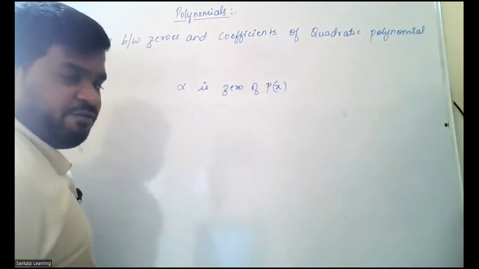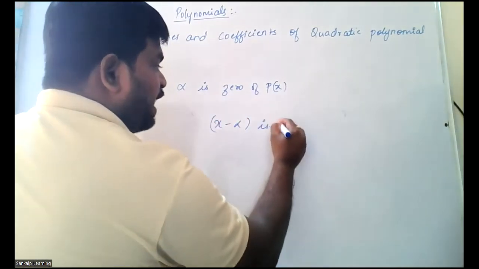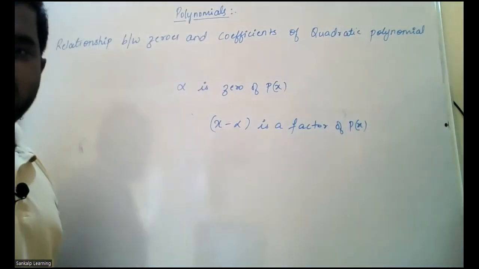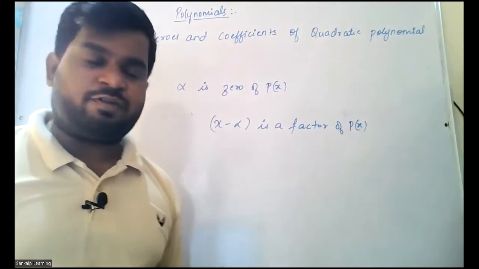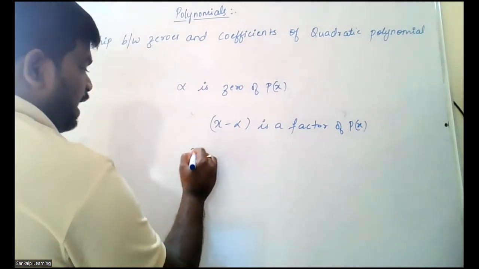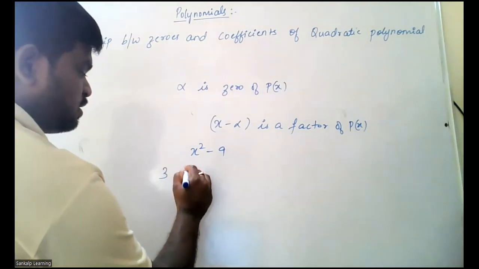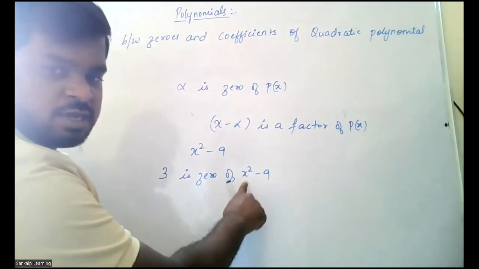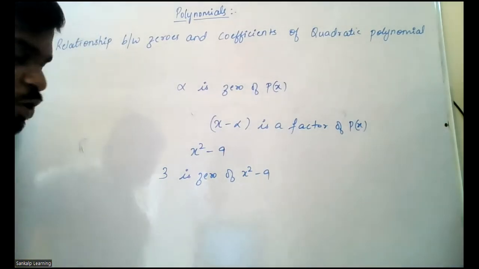Okay. So if alpha is a zero of a polynomial, then x minus alpha is a factor. You would have learned it in your 9th standard. Definitely. If alpha is a zero of a polynomial, then x minus alpha will be a factor of it. I'll give you a simple example. Let's take x squared minus 9. 3 is a zero of this polynomial. If you substitute 3 in place of x, 3 squared is 9, 9 minus 9 is 0. You're getting the final answer as 0. Therefore, I can tell 3 is a zero of this polynomial.